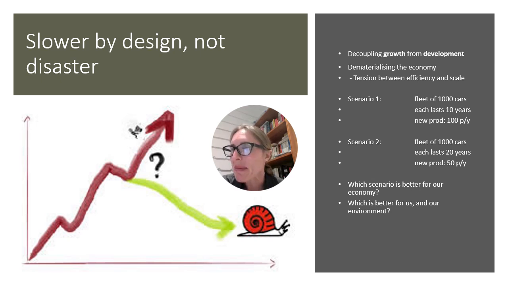Which scenario would be better for our economy? Well, if we're measuring by GDP, it would surely be the first. But which is better for us and our environment? Well, surely it would be the second. So the idea is to try to be slower by design.